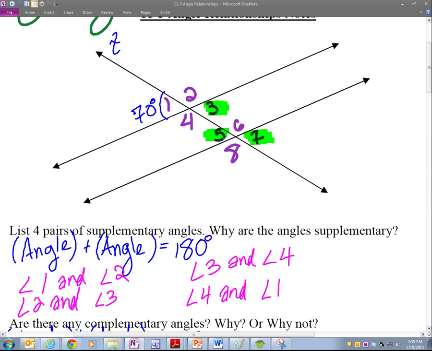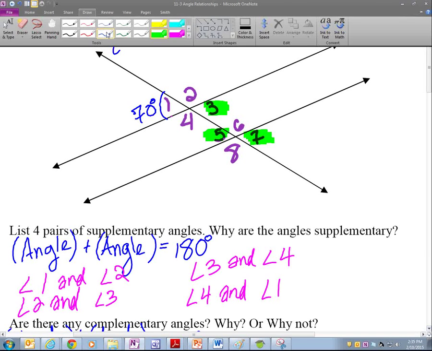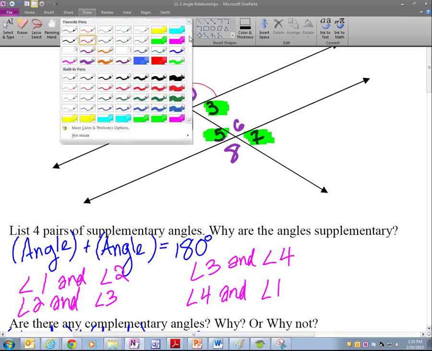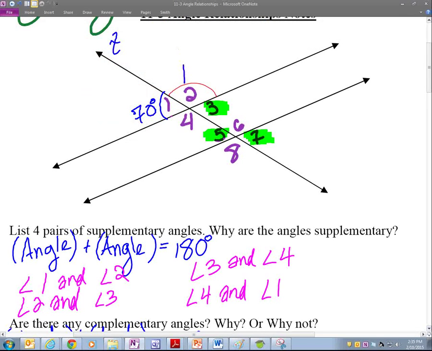Anything else? All right. Because they're supplementary, what's the measure of angle 2? Harrison? It is 110 degrees. He knows this because 70 from 180 is going to be 110.